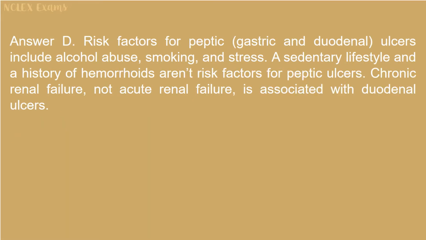Answer D. Risk factors for peptic gastric and duodenal ulcers include alcohol abuse, smoking, and stress. A sedentary lifestyle and a history of hemorrhoids aren't risk factors for peptic ulcers. Chronic renal failure, not acute renal failure, is associated with duodenal ulcers.